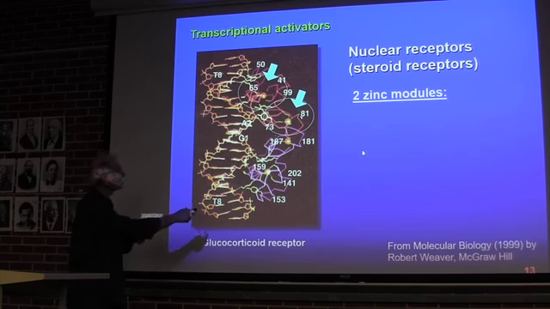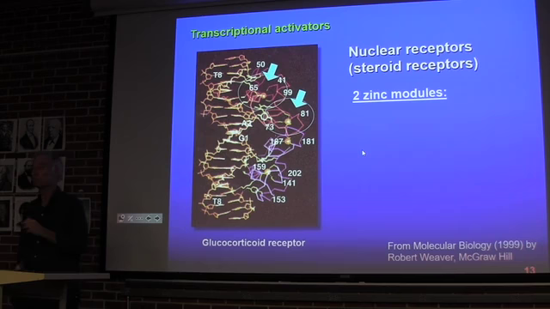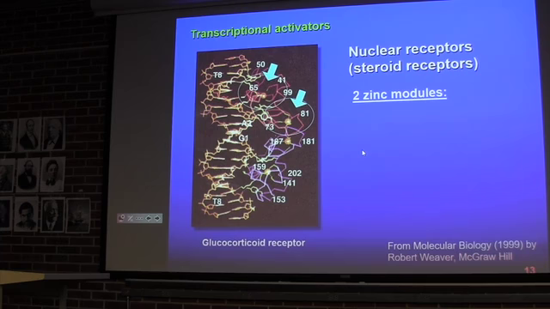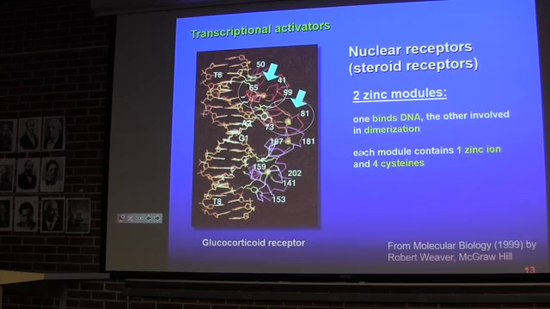Each of the circled areas with the arrow represents a module. This is a monomer, and that's a zinc module within the monomer. These together make a dimer. Glucocorticoid is one well-characterized example.